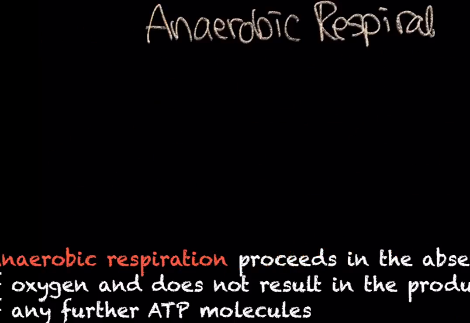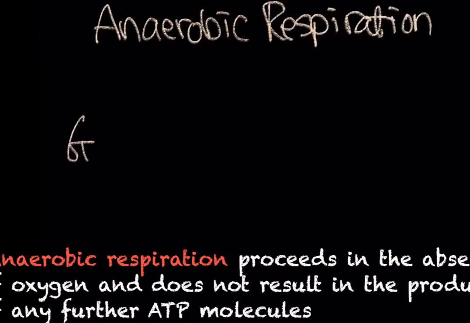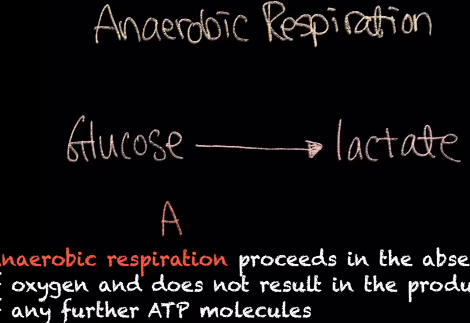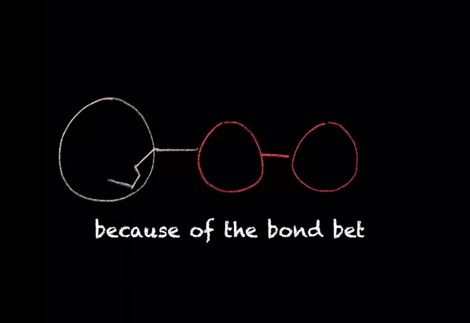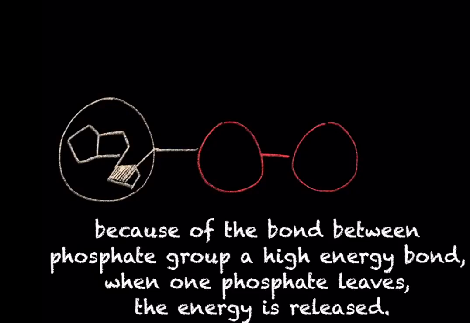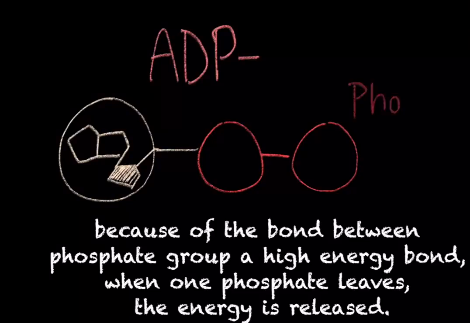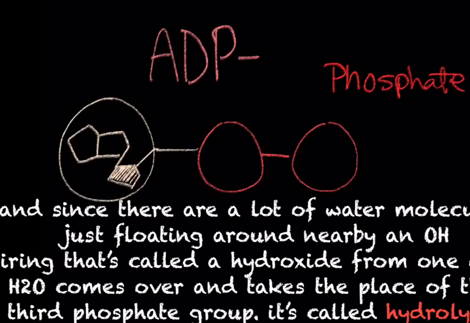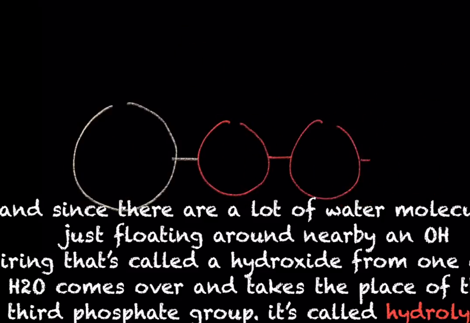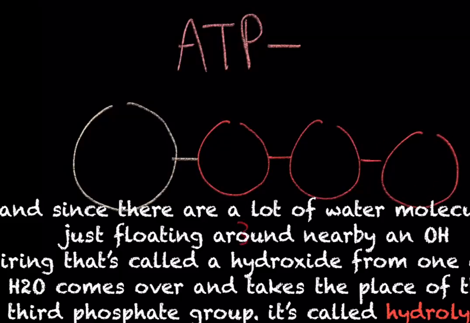Anaerobic respiration proceeds in the absence of oxygen and does not result in the production of any further ATP molecules. When ATP becomes ADP, energy is released because of the bond between the phosphate groups, a high-energy bond. When one phosphate leaves, the energy is released. Since there are a lot of water molecules floating around nearby, an OH, called a hydroxide, from one of the H2O comes over and takes the place of that third phosphate group.